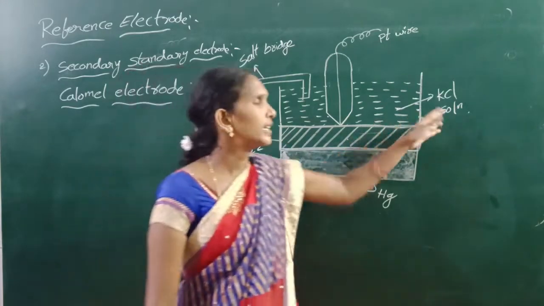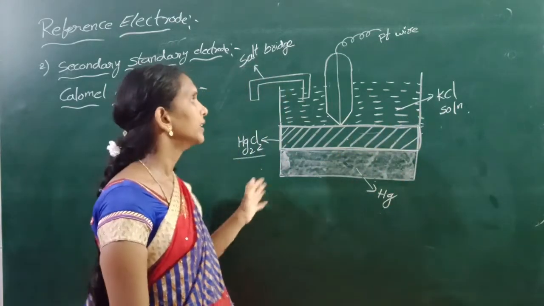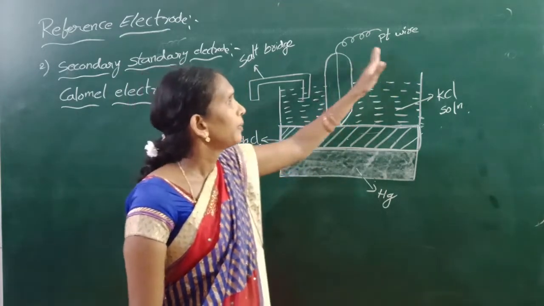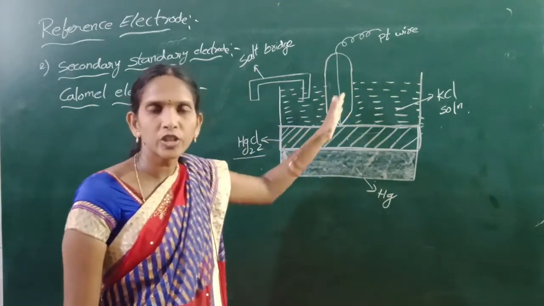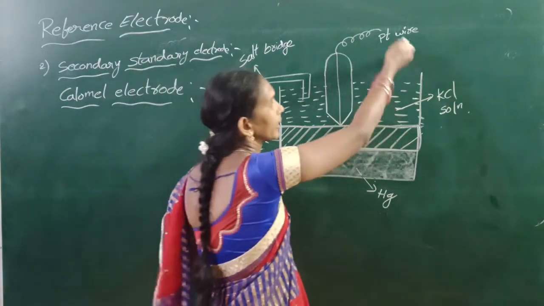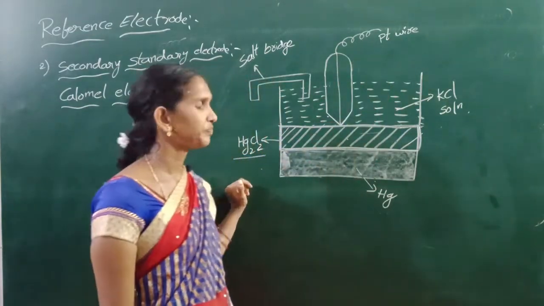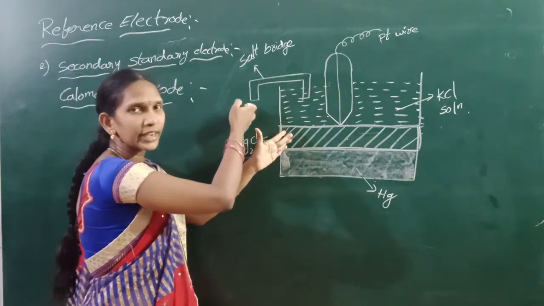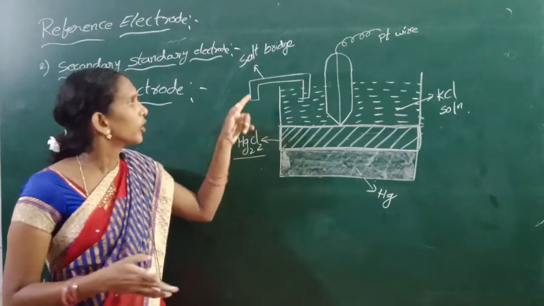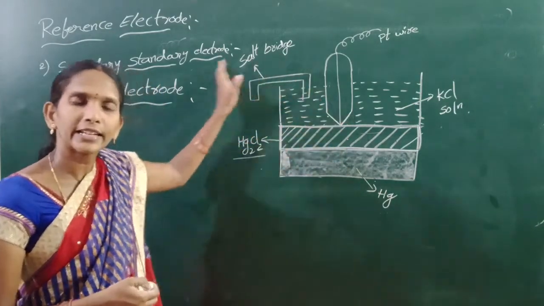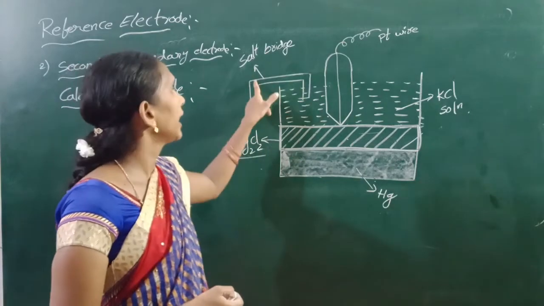It has a platinum wire, which is used for the electrical contact. Then this electrode is connected with another electrode through a salt bridge.